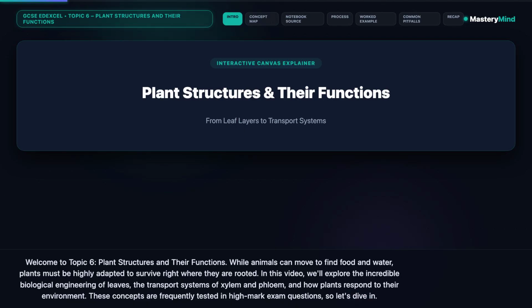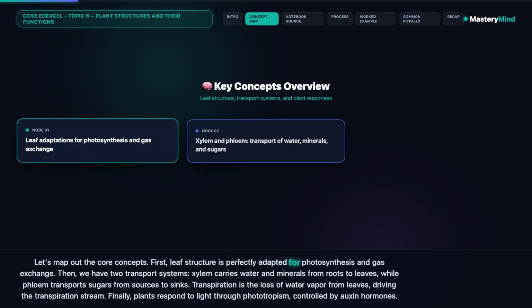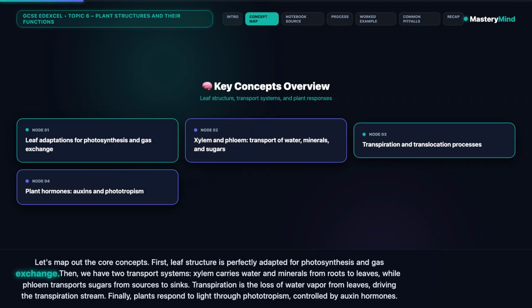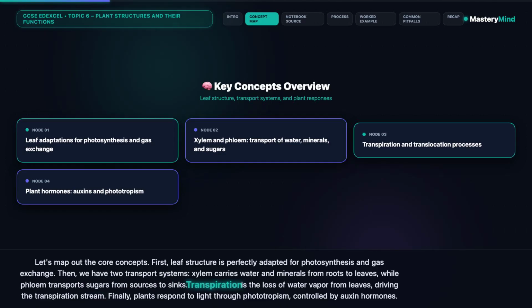Let's map out the core concepts. First, leaf structure is perfectly adapted for photosynthesis and gas exchange. Then we have two transport systems. Xylem carries water and minerals from roots to leaves, while phloem transports sugars from sources to sinks. Transpiration is the loss of water vapour from leaves, driving the transpiration stream. Finally, plants respond to light through phototropism, controlled by auxin hormones.